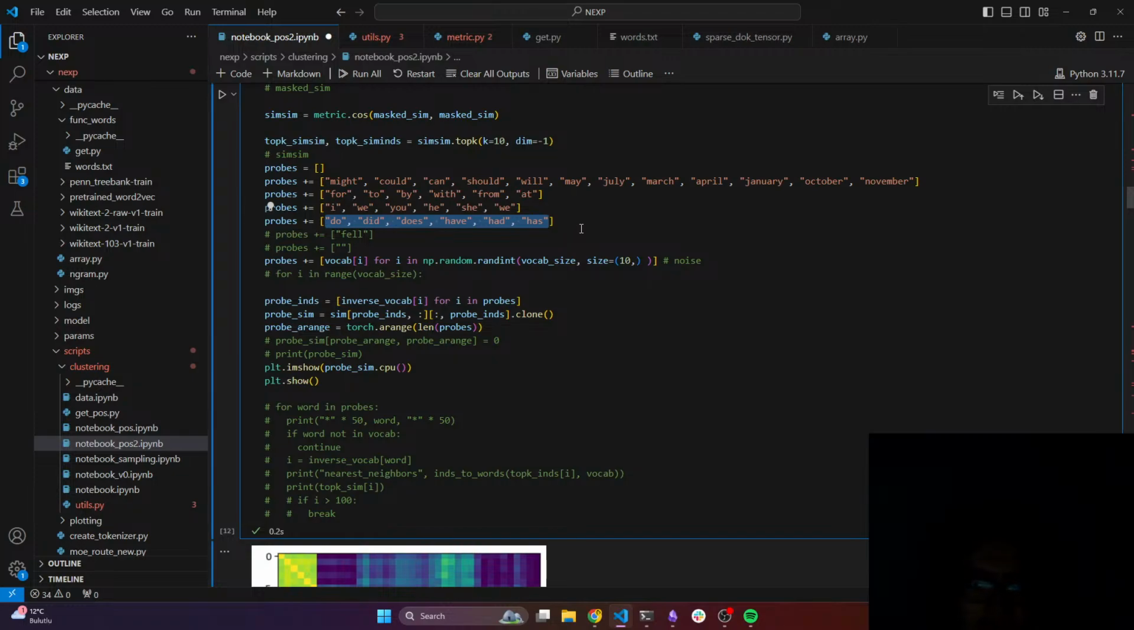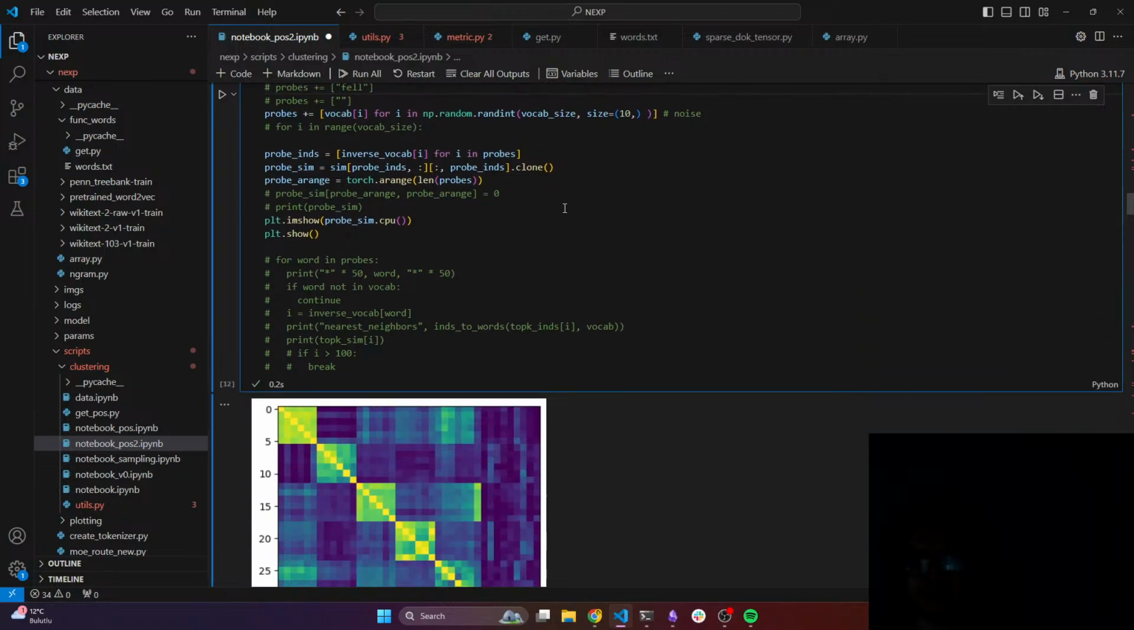So what can we see here? The reason I have both in one array is because may is in the intersection of both. May is also a modal verb, but it's also part of this category. So I just wanted to see what this may looks like.